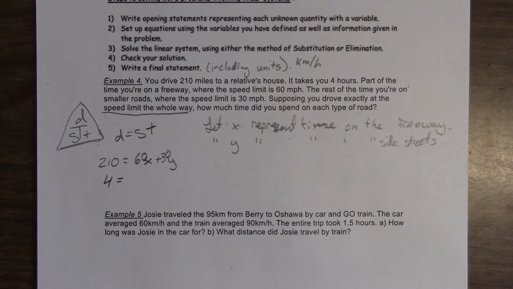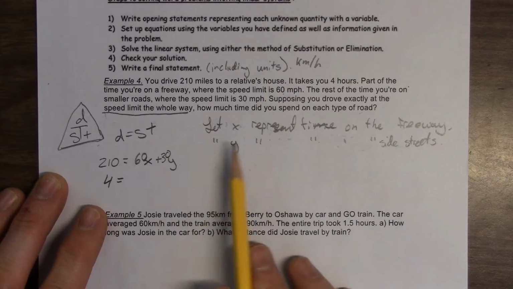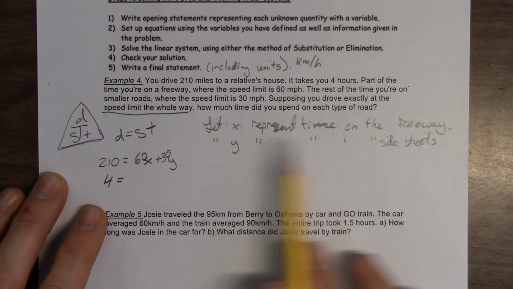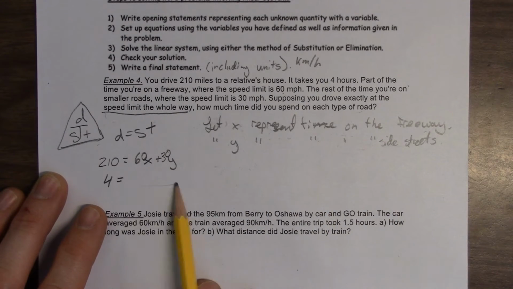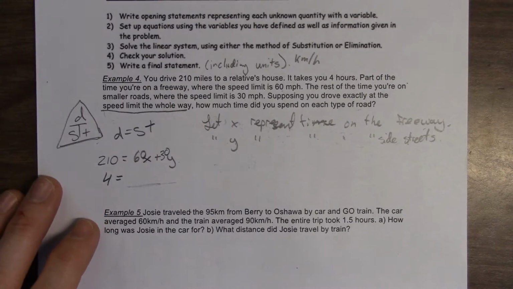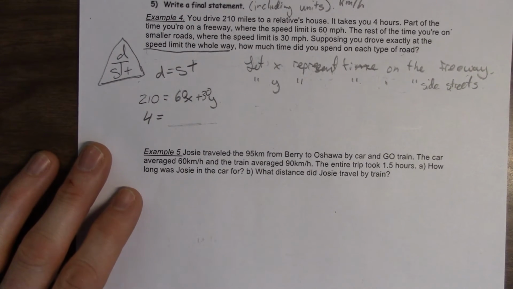So we could do 60x subtract 30y. No, I'm trying to create a new equation. So not with 60 or Y, just with time. 4 is the total, and I say X is the time of the freeway and Y is the time of the side street. So what can I put to represent those two variables here? Douglas. X plus Y. X plus Y, yeah.